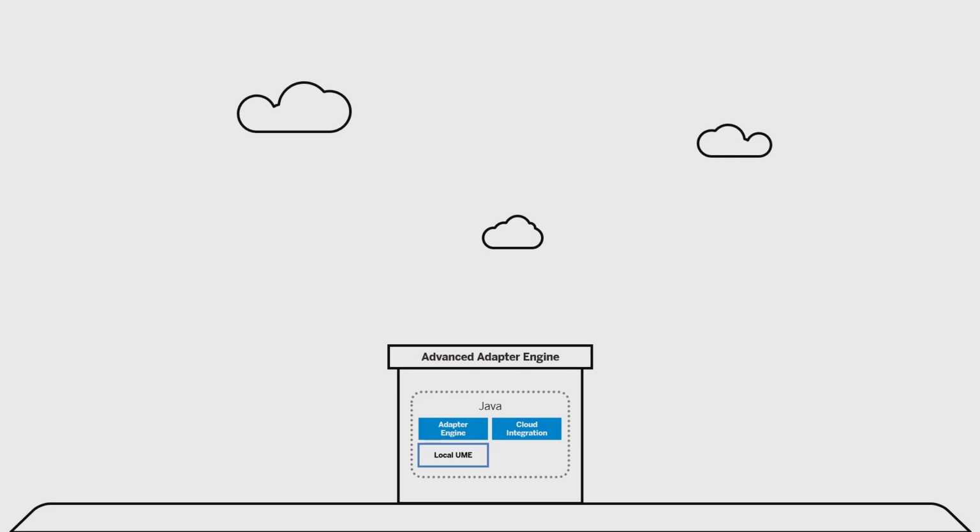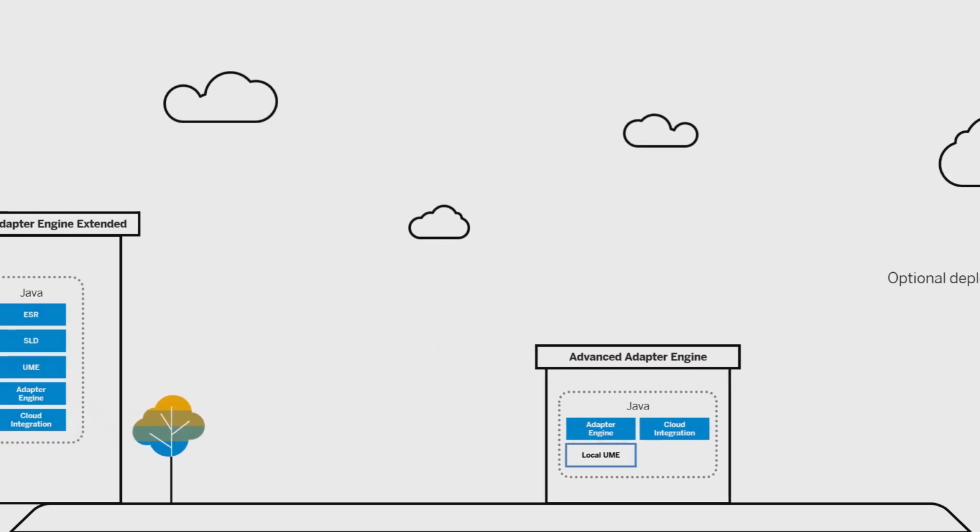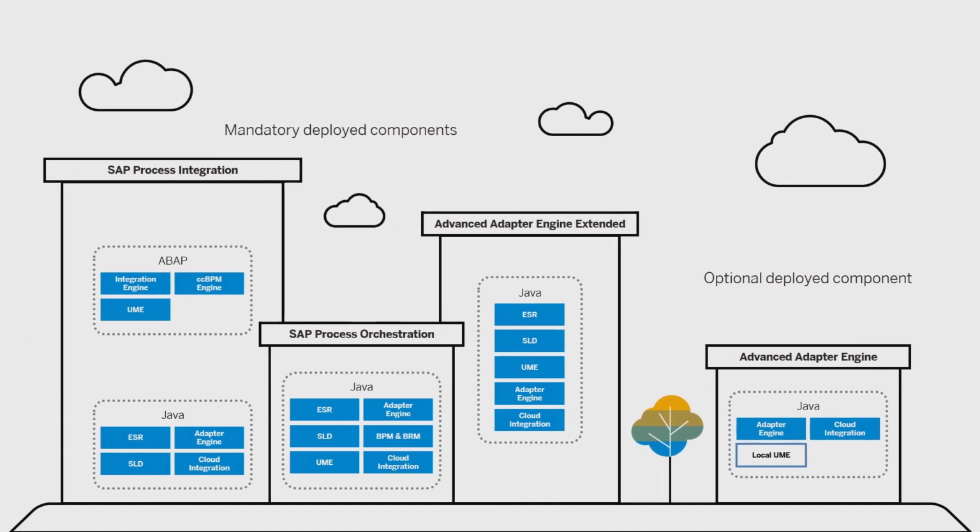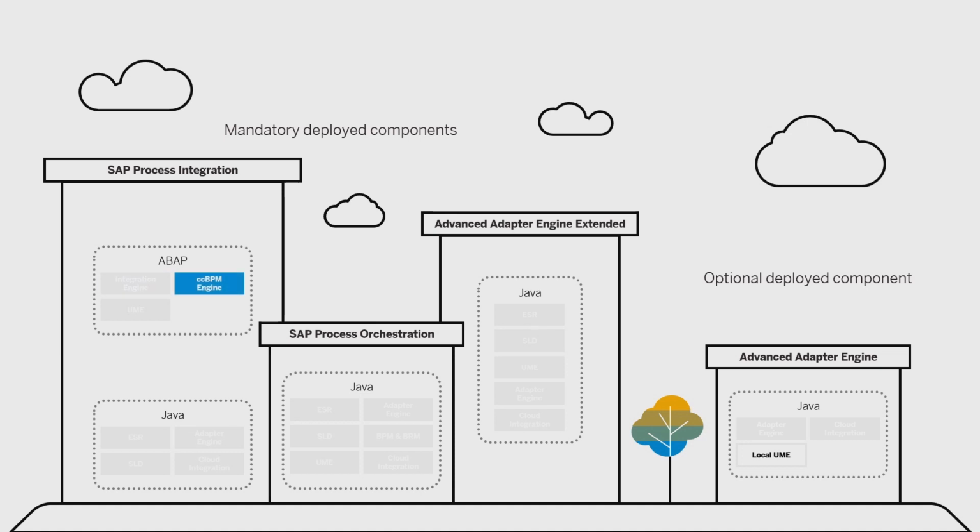The Advanced Adapter Engine is a pure runtime component. You can use the Advanced Adapter Engine standalone next to any of the options already discussed. That means the Advanced Adapter Engine runs as its own system. However, it needs to be assigned to either of the mandatory components because it requires their Enterprise Services Repository and Integration Directory as design and configuration tools to set up the integration scenarios.